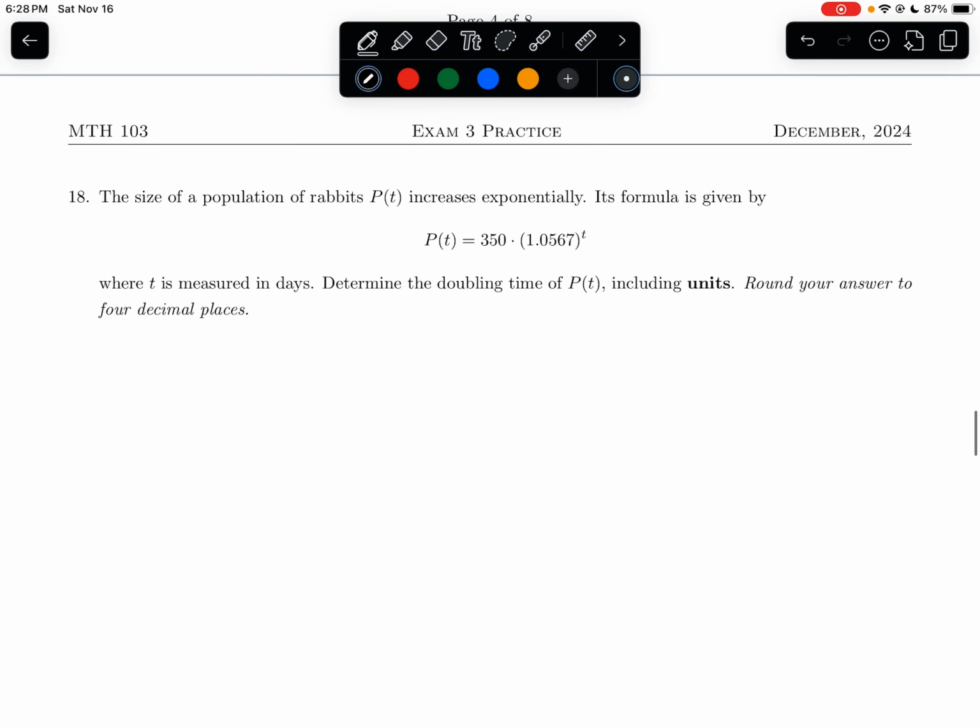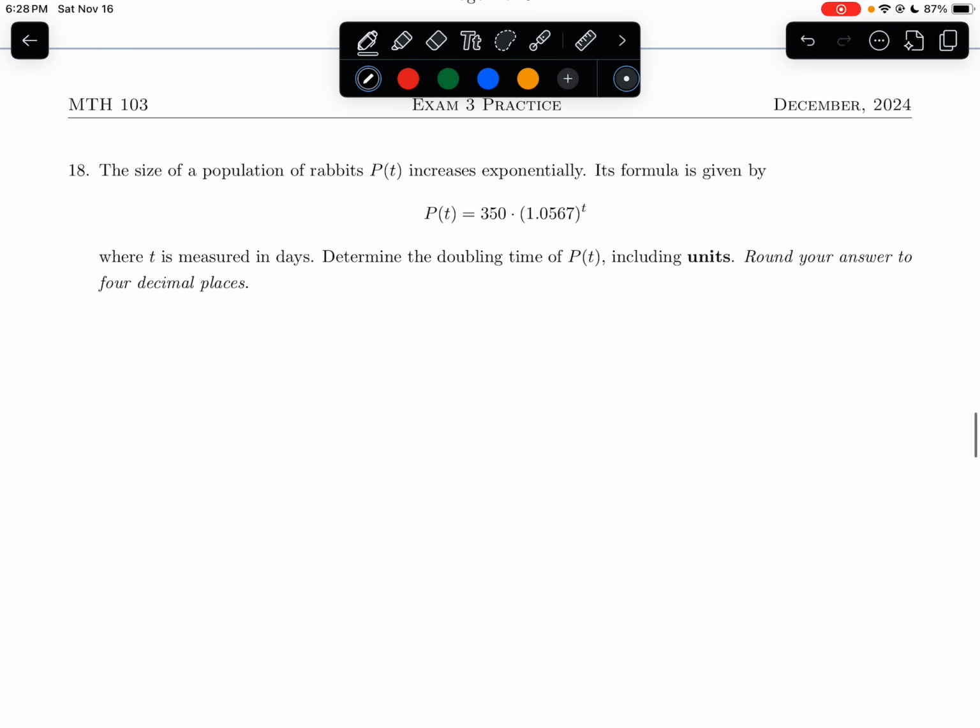The size of a population increases exponentially. This is its formula. What is the doubling time? So in order to solve this, what we need to do is set P of t to twice the initial value. It's twice because it's doubling. If it was the tripling time, it would be 3. If it was the half-life, it would be half.